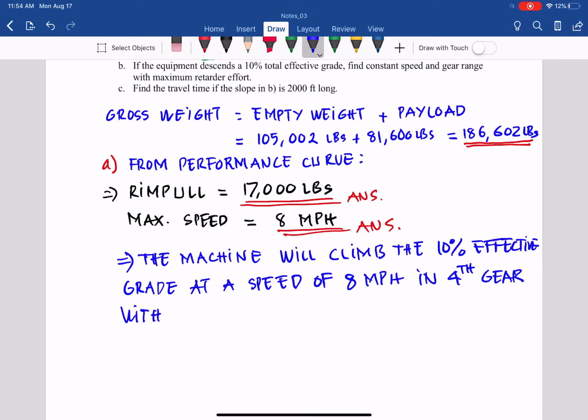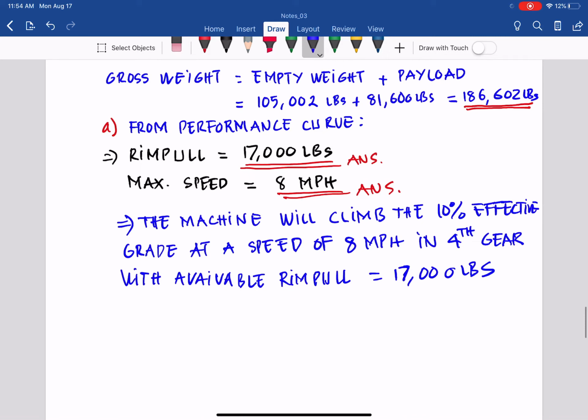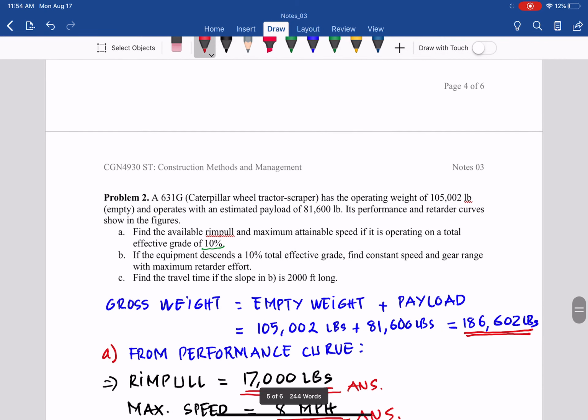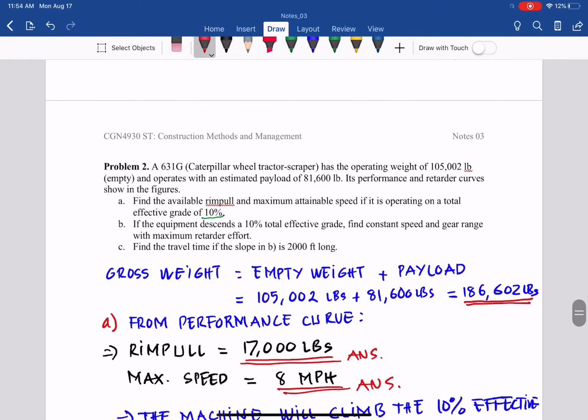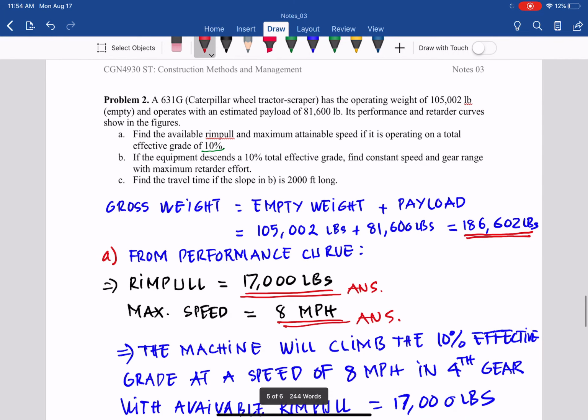And of course, with the available rim pull of 17,000 pounds. So that's what it is for the performance curve. Do similarly for the second scenario. We want, from the retarder curve, the equipment descent. Descent means negative. 10% total effective rate, constant speed, and gear range with the maximum retarder effort.